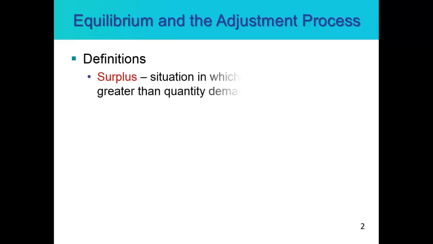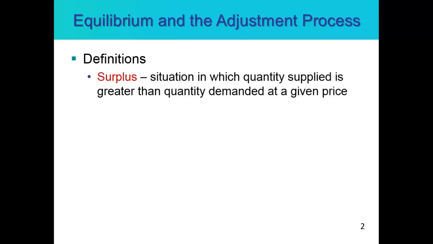Some important definitions include a surplus. A surplus is a situation where at a given price, the quantity supplied is greater than the quantity demanded. So what will happen here is that the sellers will start to compete against each other. In order to try and get rid of all these extra products that they're unable to sell, they're going to lower their prices.